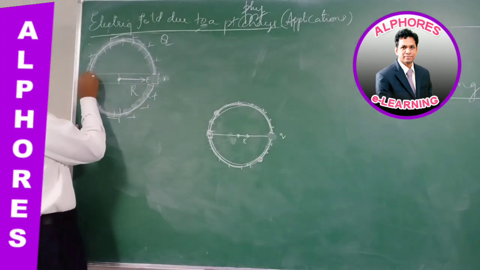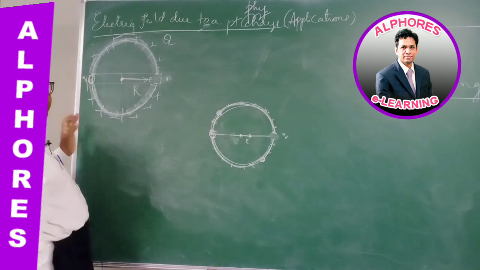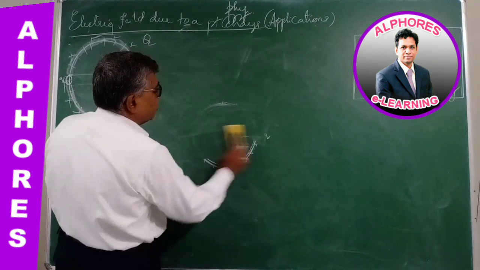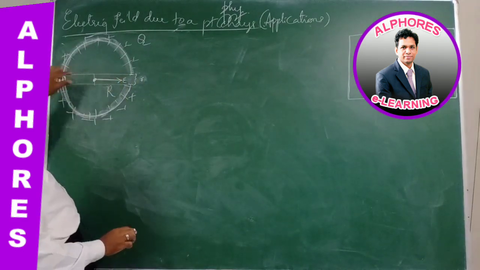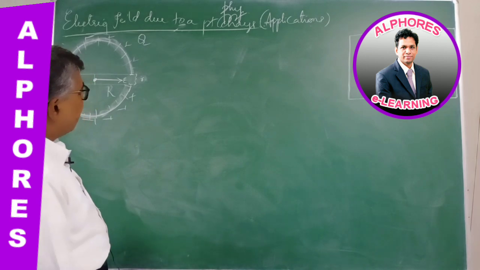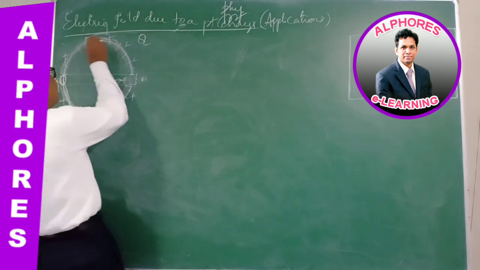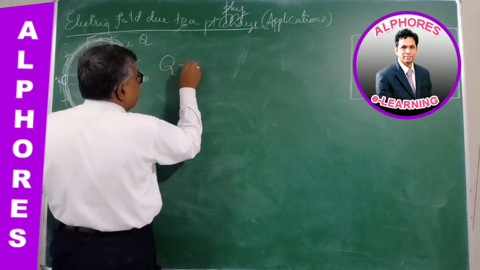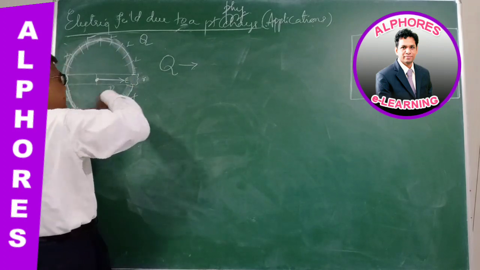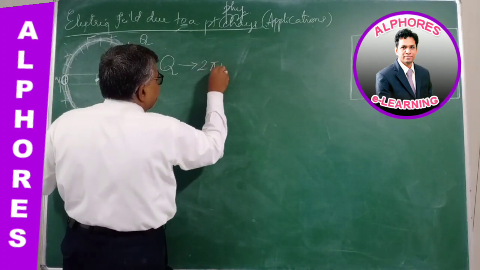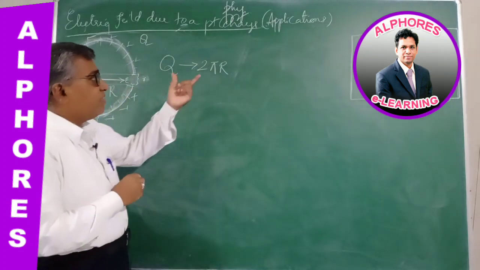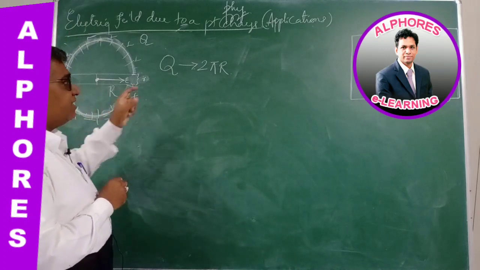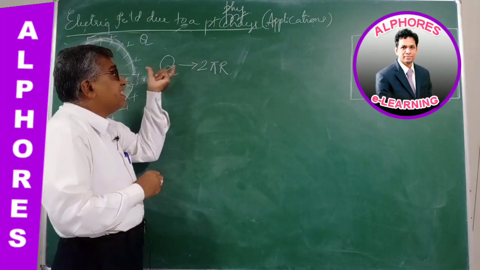So let this small part possess a charge small q. So the net electric field at this point is due to the small corresponding point on the diametrically opposite part of the ring there. Now given charge is uniformly distributed, in the sense a total charge capital Q is uniformly distributed over the circumference of the ring. We know the circumference of the circle is 2 pi r. Over a length 2 pi r, the charge capital Q is uniformly distributed.